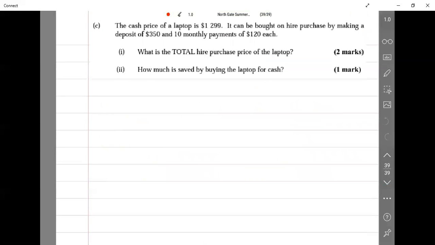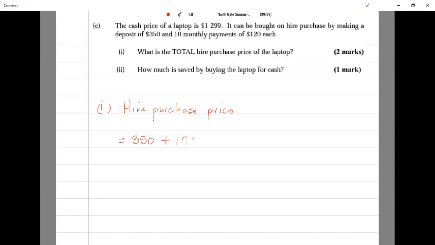It says the cash price of a laptop is $1,299. It can be bought on a hire purchase. So it's very good that we did this question. It's a hire purchase question. By making a deposit of $350 and 10 monthly payments of $120 each. Part I, what is the total hire purchase price of the laptop? So the hire purchase price would be equal to the initial deposit, which is $350, plus the $120 that the person is going to pay every month for 10 months.